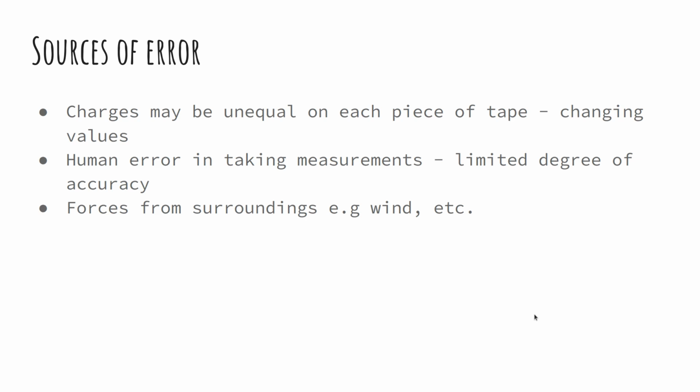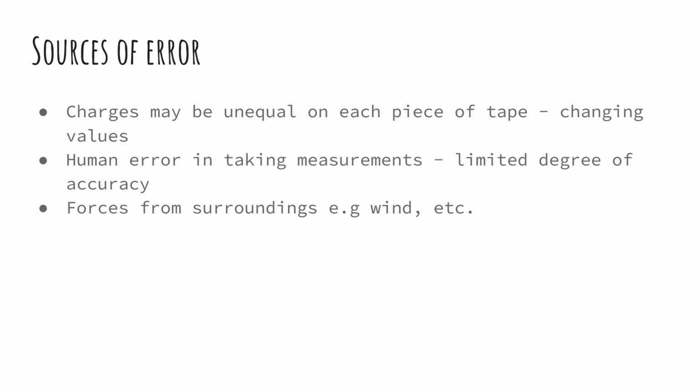So there are a few sources of error that might mess up our experiment, right? Charges may be unequal on each piece of tape due to changing values. We may have some human error in taking measurements, for example a limited degree of accuracy if I'm measuring a tape. And forces from the surroundings, for example wind. Once again, we assume no air resistance, and that might not necessarily be true. There might have been a light breeze in the lab, for example.